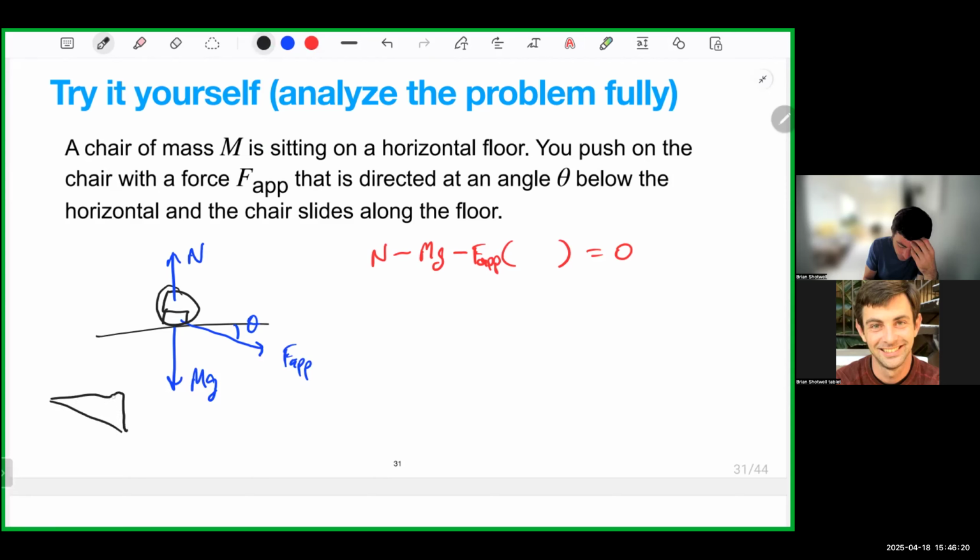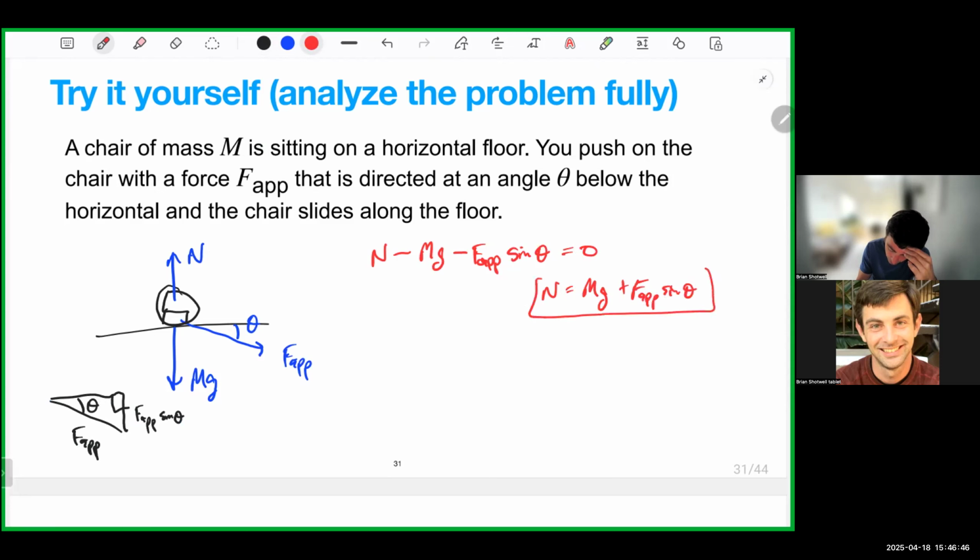Okay, so if you drew this right triangle, this is theta and this is F applied, then the vertical component is F applied sine theta is the magnitude there. So we have F applied sine theta in this equation is equal to 0. So this tells us the normal force is mg plus F applied sine theta. So that's one piece that we get from the y direction.